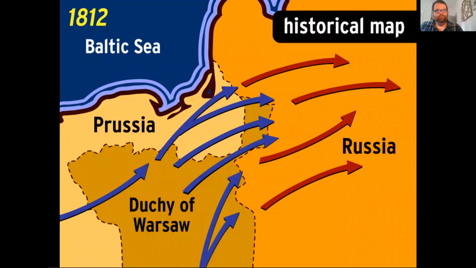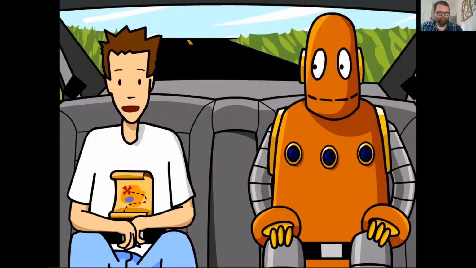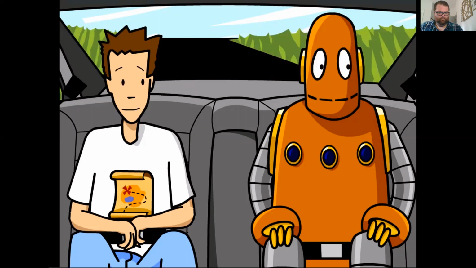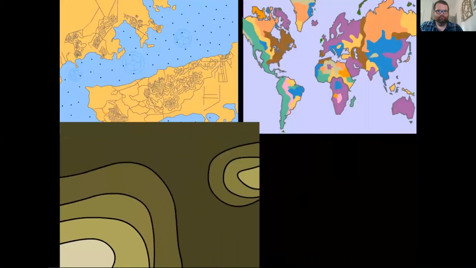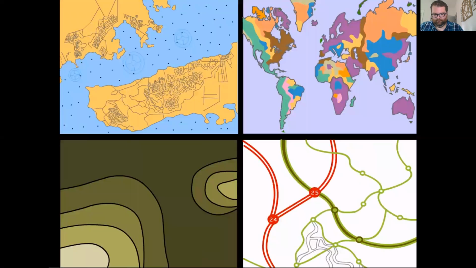Historical maps show movements of people, changing borders, battles, and other historical events. This one shows the march of Napoleon Bonaparte's army into Russia. The blue arrows represent Napoleon's army, and the red arrows represent the Russian army. There are lots of other types of maps, each with different uses. There are nautical maps, geologic maps, topographic maps, and road maps, just to name a few.